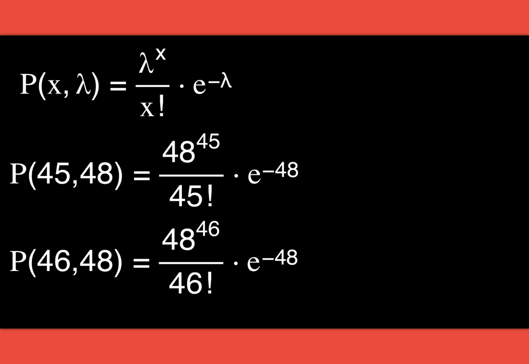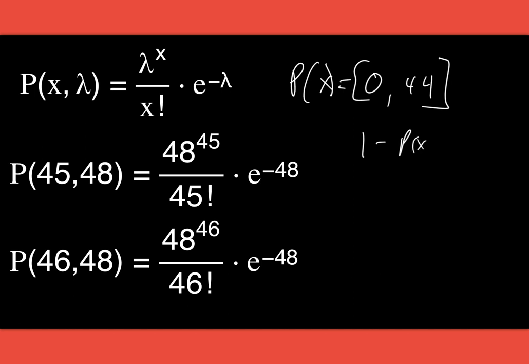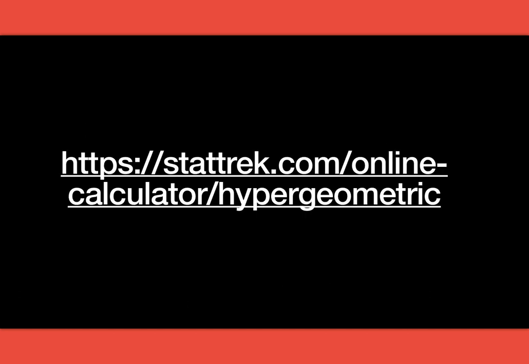Again, in the olden days, we would find 0 to 44 flaws. We would find flaws from X is 0 up to, not 48, 44. If we find that probability from 0 to 44 flaws, then we take 1 minus that probability. That would give me 45 and more, because I'll either have 45 and more flaws, or I'll have fewer than 45 flaws. Still fairly labor intensive, so we tend to rely on technology.